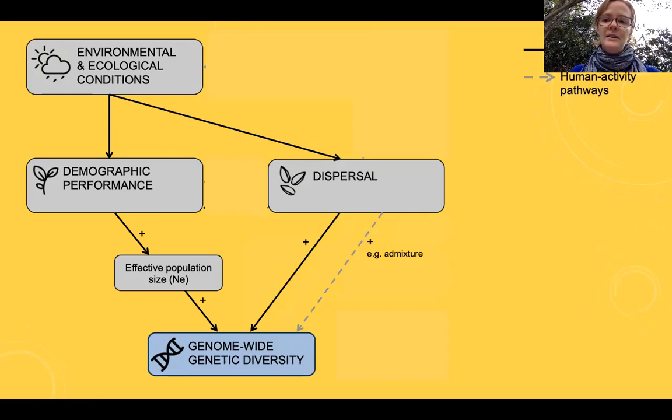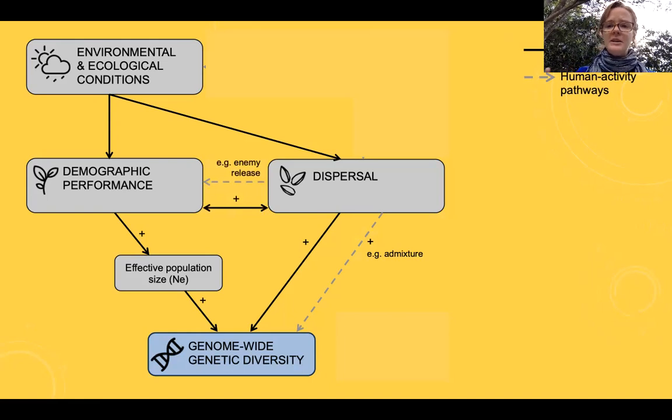And this can happen via what we call natural pathways or human activity pathways, where humans contribute to those ongoing dispersal patterns in plants. And there are also relationships between dispersal and demographic performance, of course. Demographic performance is going to affect dispersal and vice versa. And also the human influence. So when we transport plants to a new area and we get introduced plants or invasive species, that human activity dispersal can also affect demographic performance.